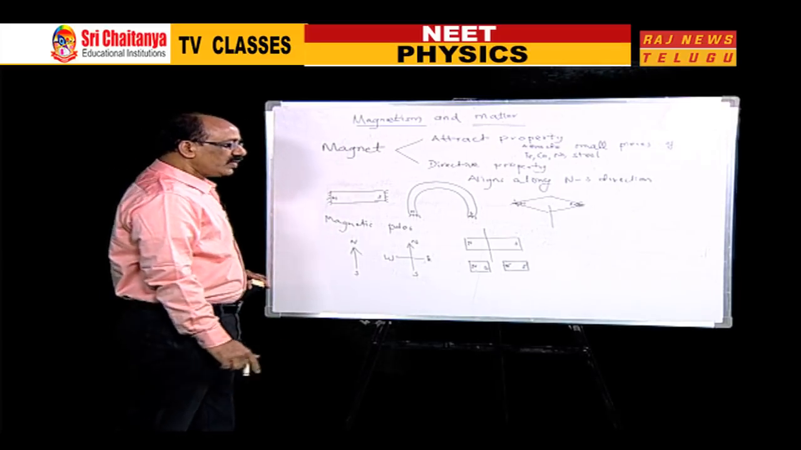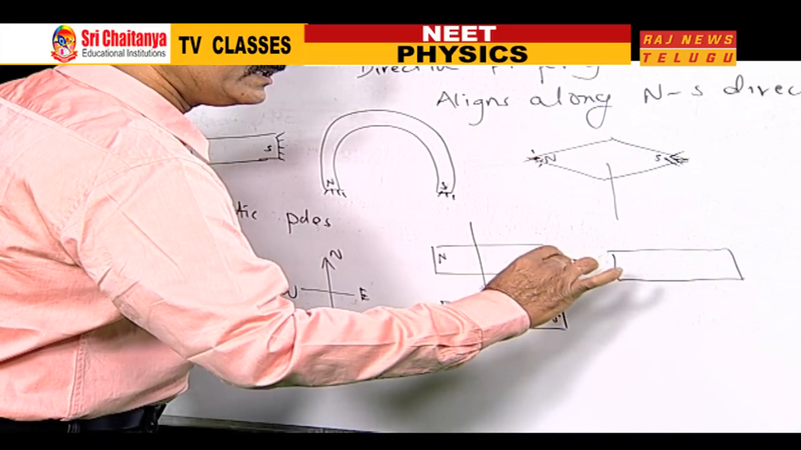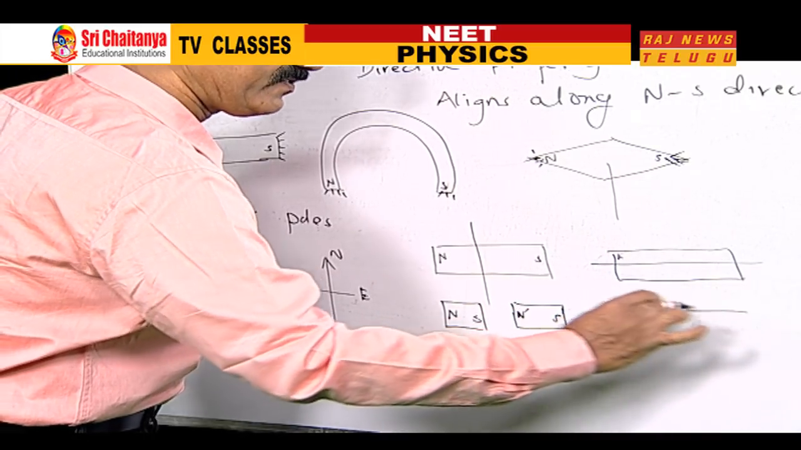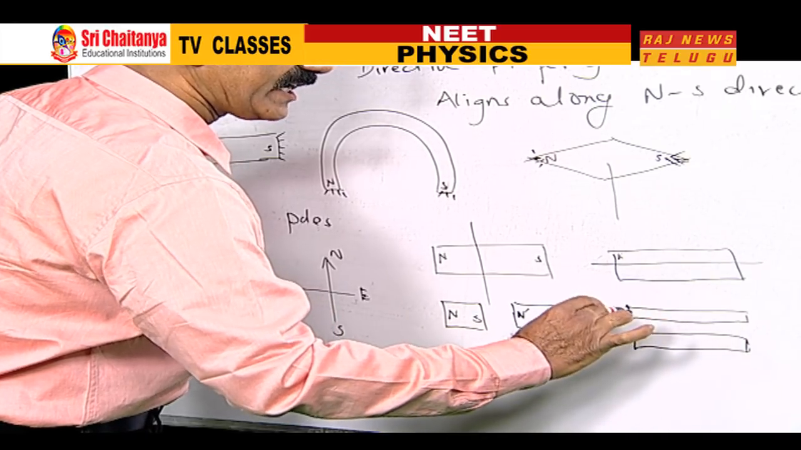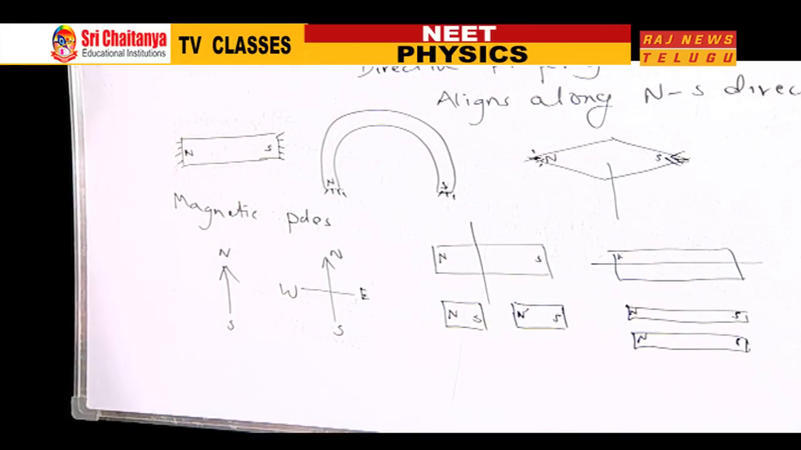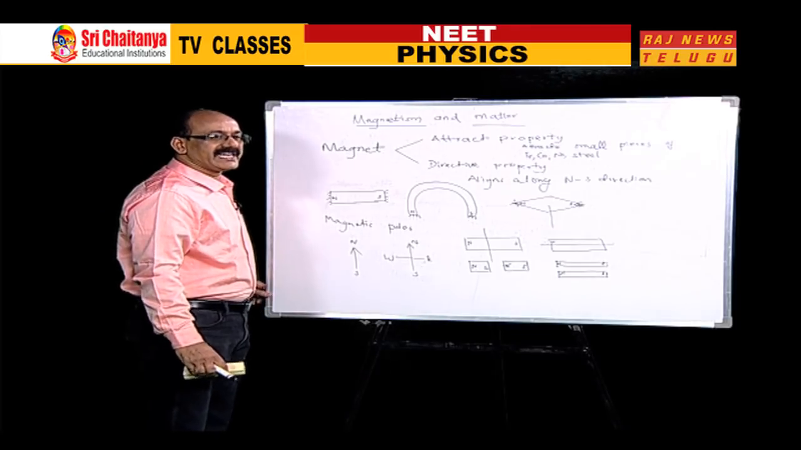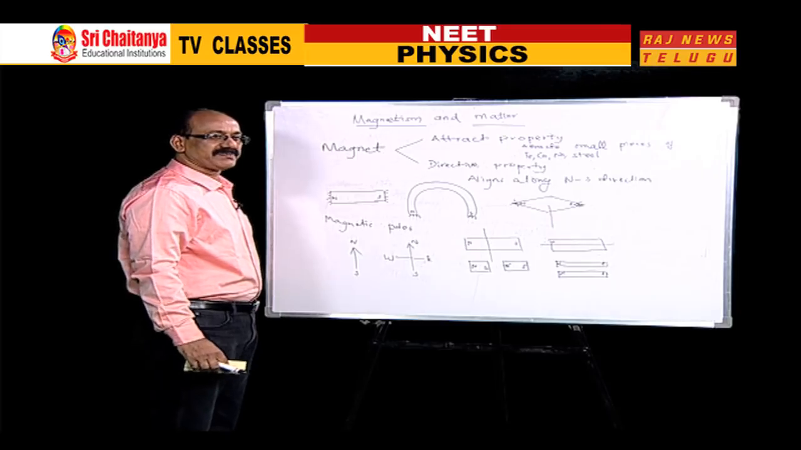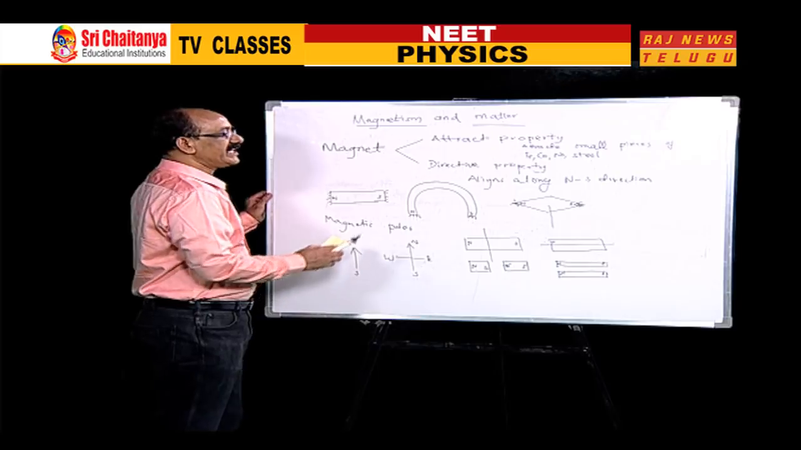Now, if you cut again like this, we get two pieces, and even these two pieces will have weaker magnetic properties and possess both poles, north pole and south pole. From this what we can understand is that a magnet always exists as a dipole. Monopoles do not exist. Unlike charged particles, positive charge and negative charge, we cannot have magnetic monopoles. Always it exists as a dipole.